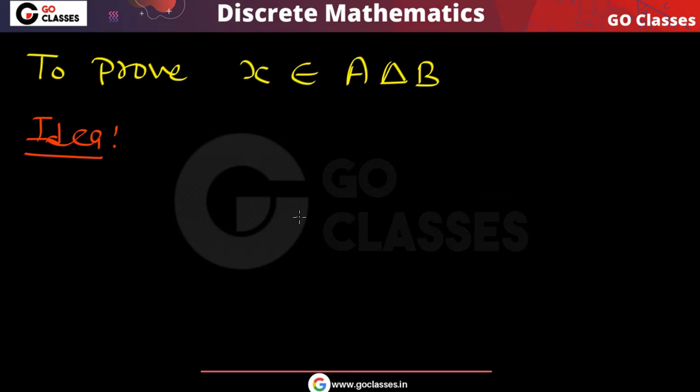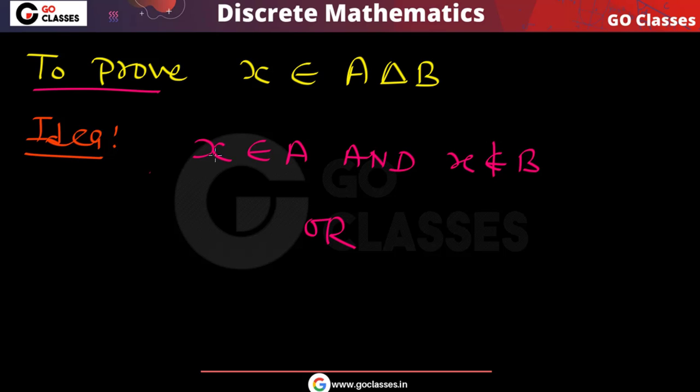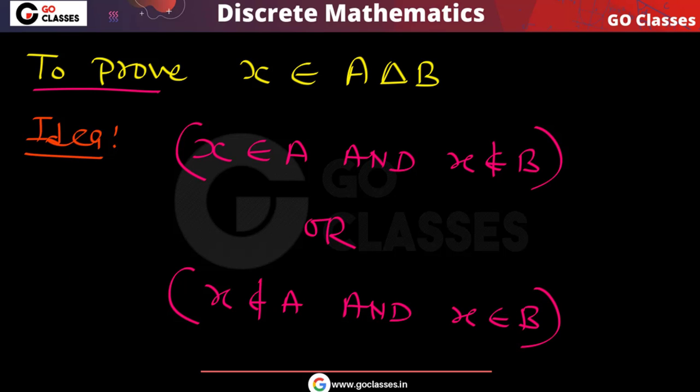Similarly, finally, if you want to prove that x belongs to A symmetric difference B, then what do you have to do? Either you do this or you do this. Either you prove that x belongs to A and x does not belong to B, or you prove that x does not belong to A and x belongs to B. So either you do this or you do this. One of them you do.